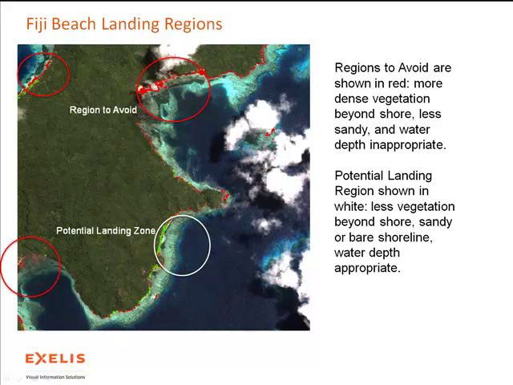These are areas, as a result of the decision tree, that show more dense vegetation beyond shore, they are less sandy, and the water depth will be inappropriate. The potential landing region will be shown in white, showing less vegetation beyond shore, a sandy or bare shoreline, and the water depth will be appropriate.